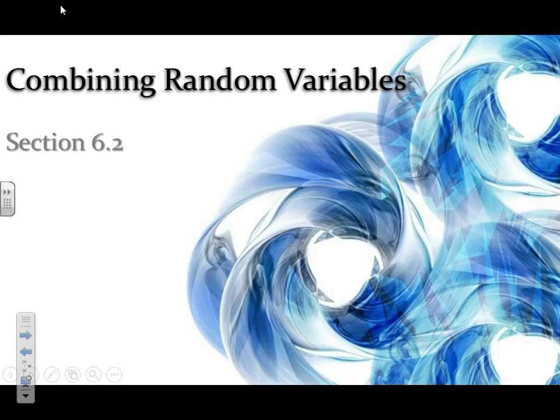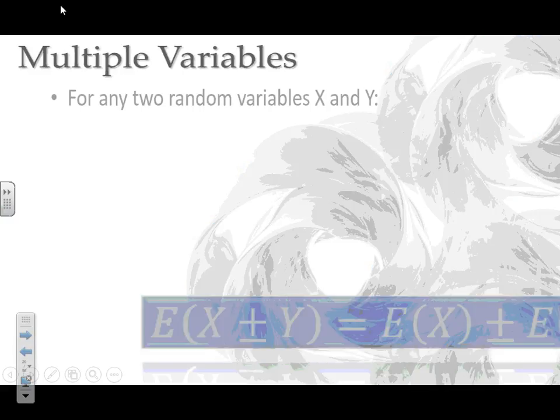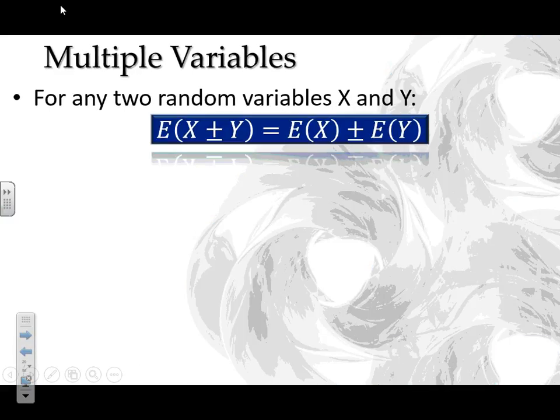Combining random variables. Last week we had one single variable and we manipulated that variable, either multiplying it or adding to it or subtracting from it and seeing what happened to our distribution. Now we're going to talk about what happens if we have multiple random variables that we want to put together. Maybe we want to find the sum of two random variables, or the difference between the two random variables. So we need to figure out what happens when we do that.